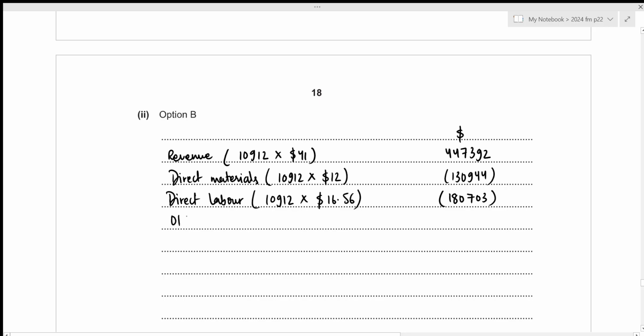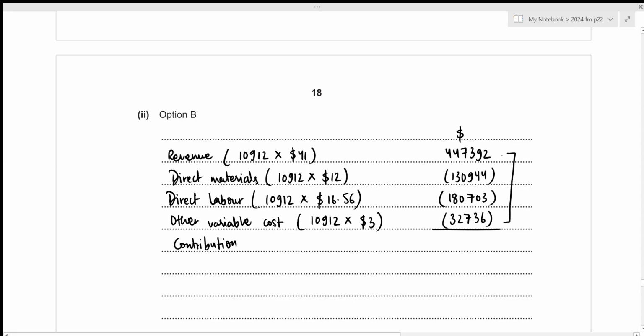Then we need to include the other variable costs. The other variable cost is not changing in this case. So again, the number of units multiplied by the previous other variable cost per unit, which was 3. So this results in the value of 32,736. Now we can get our contribution.